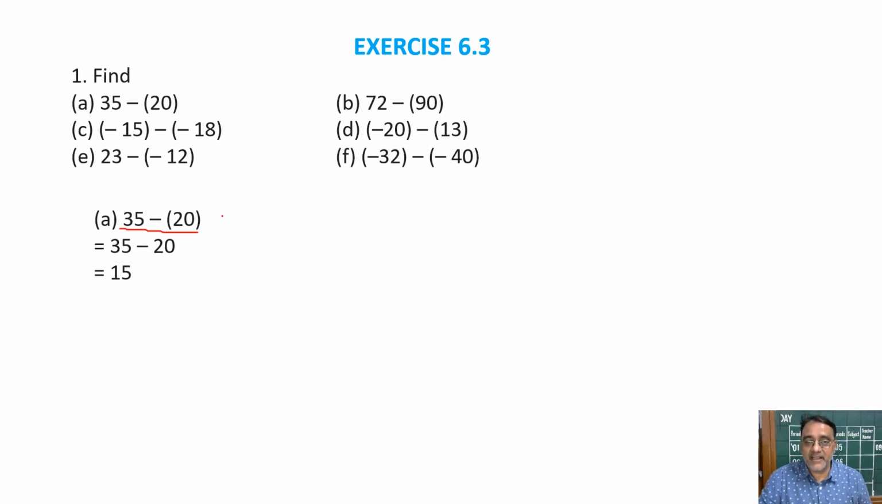Next, if we don't want to do it directly, how can we do it? See, 35 plus the additive inverse of 20, which is minus 20. Now both are of different sign, so find the difference of these two numbers, that is 15. Now which number is greater, 35 or 20? 35. What is the sign of 35? Plus. So the final answer is plus 15. You can solve it this way, and you can also solve it directly.